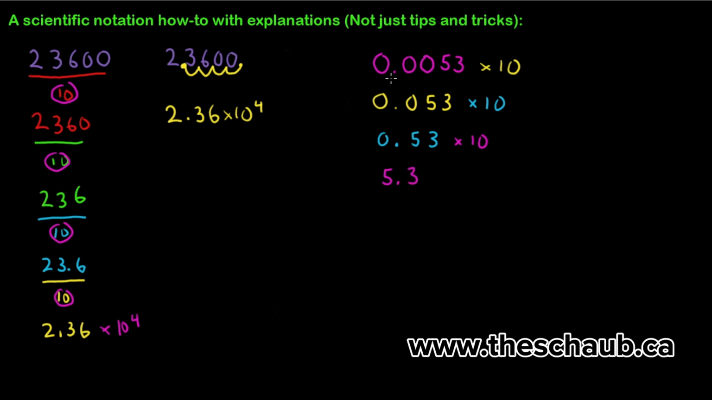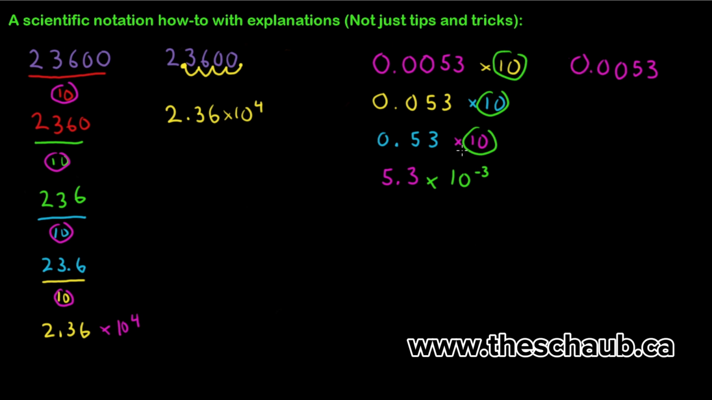So to get our value of 0.0053 to 5.3, we made the number bigger. And we made it bigger by 1, 2, 3 factors of 10. So when we write this number in scientific notation, we have to make sure we take these factors of 10 back out. So we have 5.3 times 10 to the negative 3. So this is how we write a small number in scientific notation.